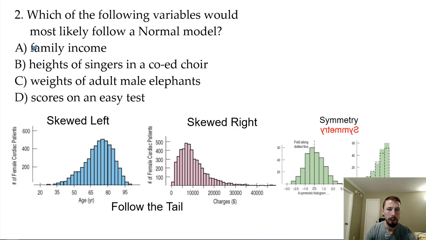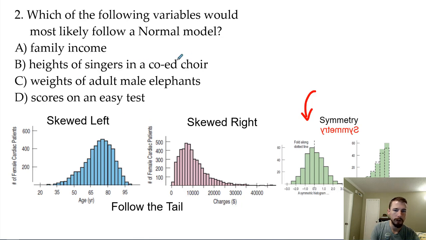Which of the following variables would most likely follow a normal model? So a normal model has to be unimodal and symmetric, so it can't be skewed to the left, can't be skewed to the right, but we're looking for the symmetry, something like this. Okay, so that's what we're looking for, and we just have to imagine what we would expect from these. So family income, that's probably going to be skewed to the right because you're going to have people who make much more than most, and most of the variation is going to be on the high end instead of the low end. Is another way of saying that.